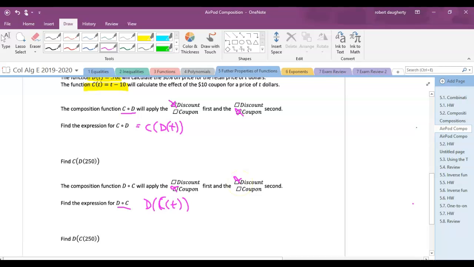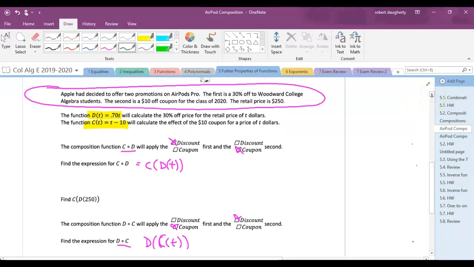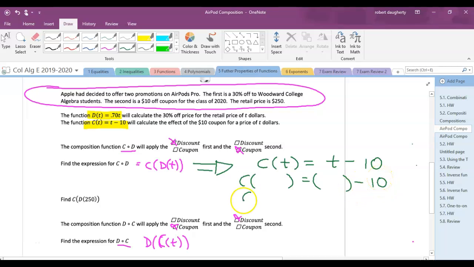So let's go back up here and figure out what this function is. C of D of T. What did I write down first when I was trying to figure that out? I wrote down C, the outside function, every time. So C of T is T minus 10, right? And then I rewrote it with blank parentheses.